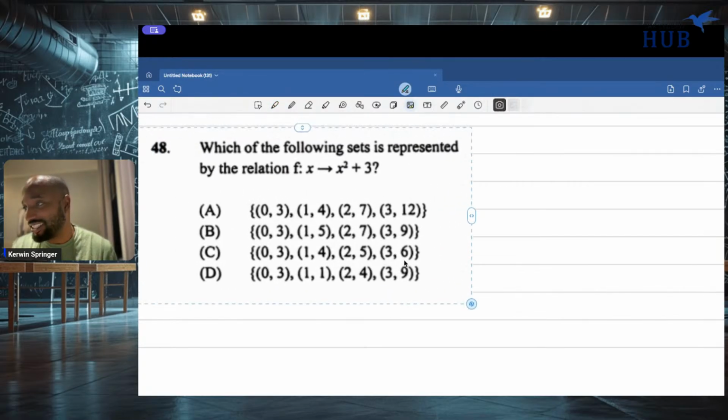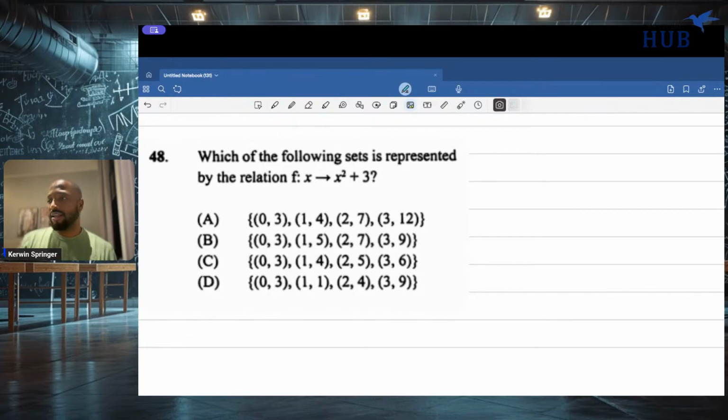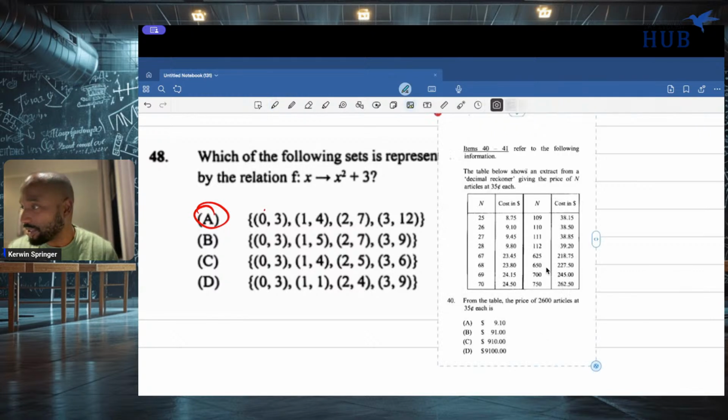Which of the following sets is represented by f of x is x squared plus 3? 1 squared plus 3. 2 squared plus 3. 3 squared is 9, plus 3. A is the answer. We go no further. Stop there. Well, basically, you just want to square the first number and add 3 and see if it works out to be the second number.